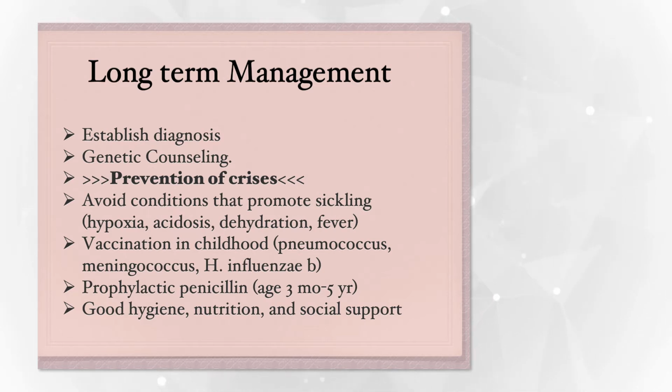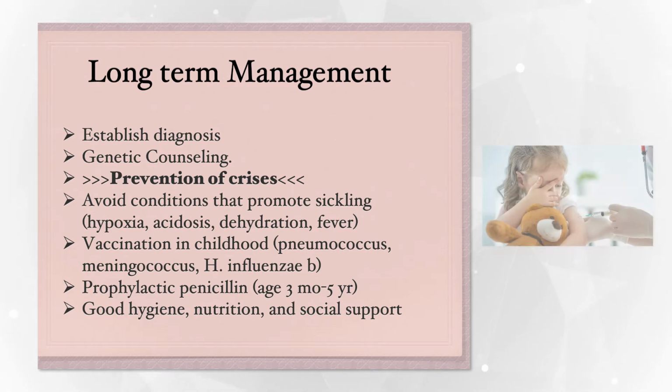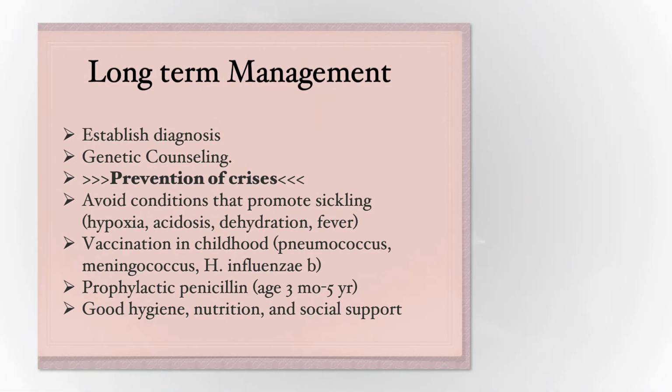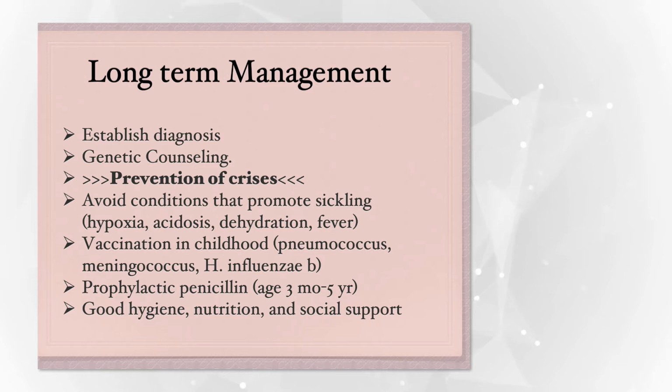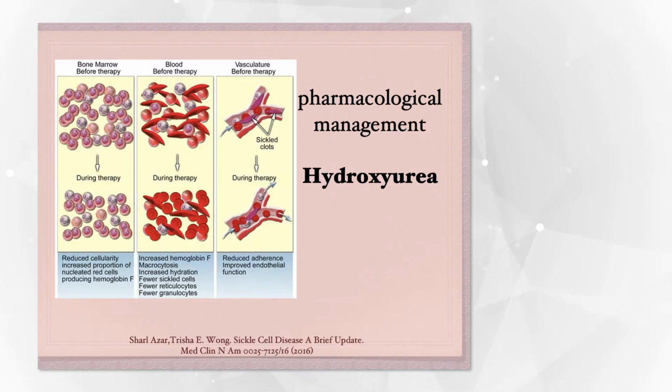This will also include vaccination in childhood, especially against pneumococcus, meningococcus, and Haemophilus influenzae B. Also will include prophylactic antibiotics. And as any other chronic disease, they will need to have good hygiene, good nutrition, and good social support. So we cannot talk about long-term management without mentioning hydroxyurea.